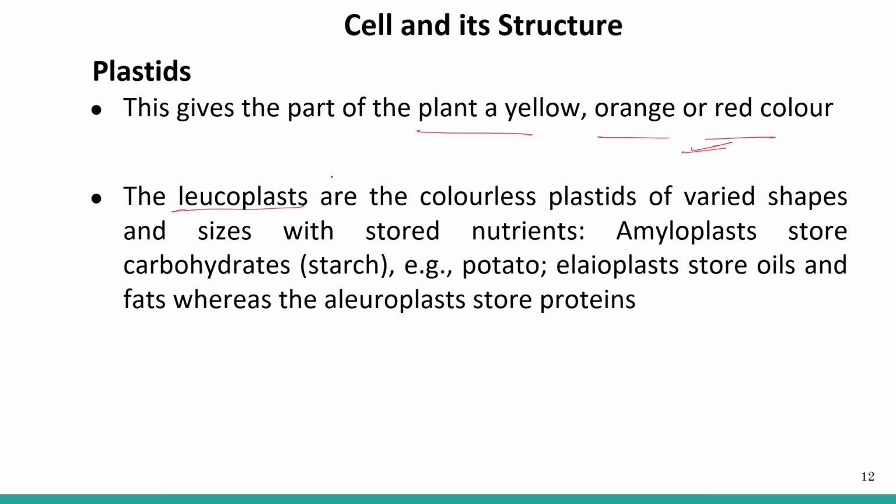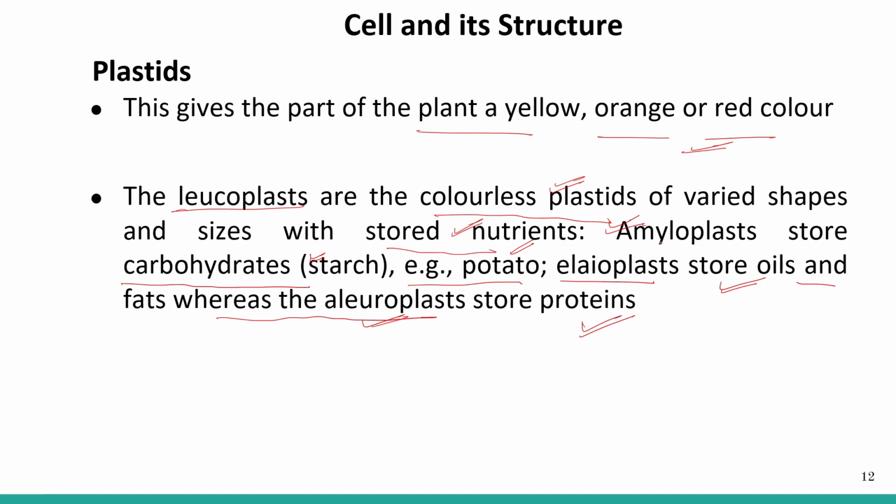Leucoplast, the third one, are the colorless plastids. They do not have any pigment, are of varied shapes and sizes, and they store nutrients. Instead of the presence of pigments, they have stored nutrients in them. They can be amyloplasts that store carbohydrates, for example starch, as in the case of potato. Elaioplast stores oils and fats, whereas aleuroplast stores proteins.